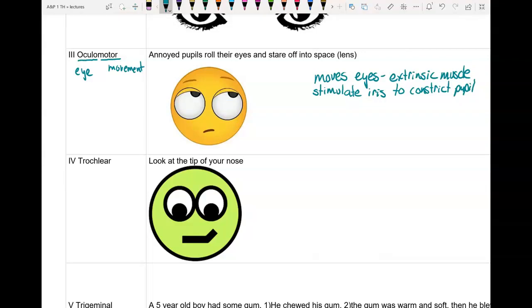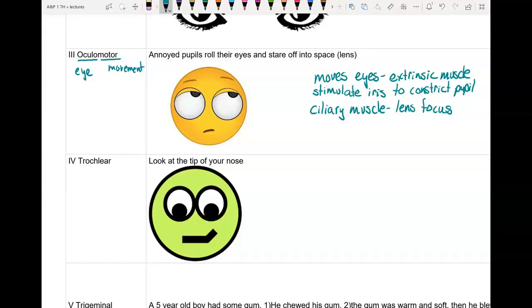Okay, then they roll their eyes, that's the movement, and then stare off into space. That has to do with your lens. Your lens is the part of your eye that focuses. So when you're looking up close and reading, or when you're looking far away, you have to change your lens. And that is the ciliary muscle that makes your lens focus. So the oculomotor does those 3 things.